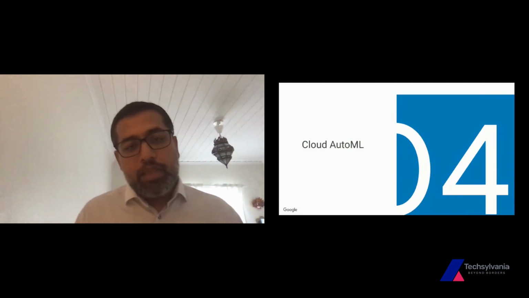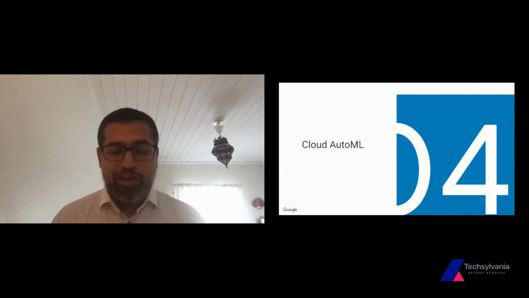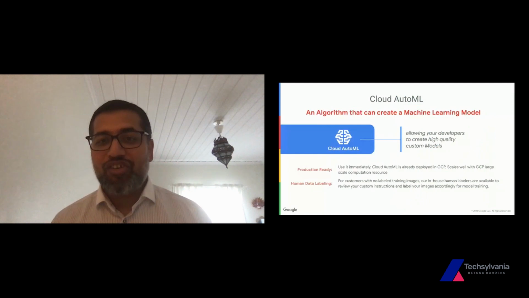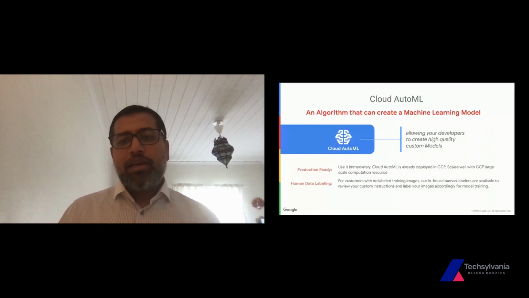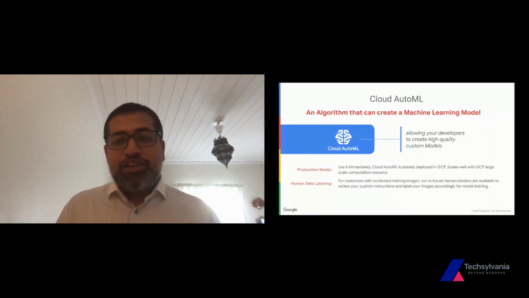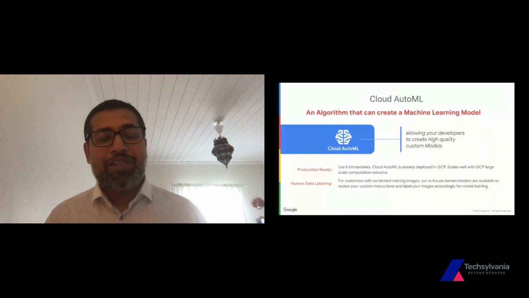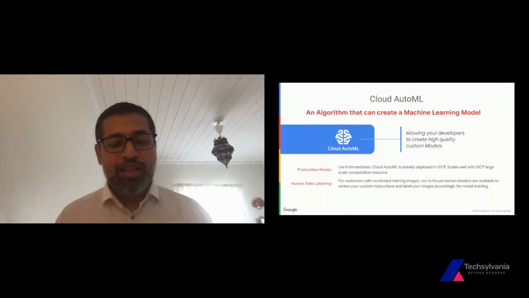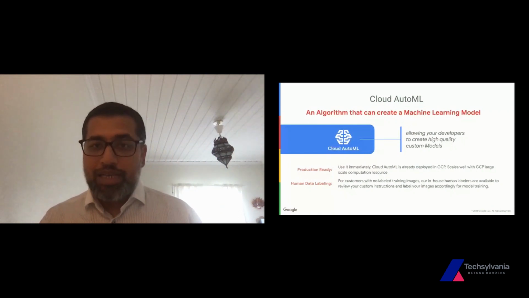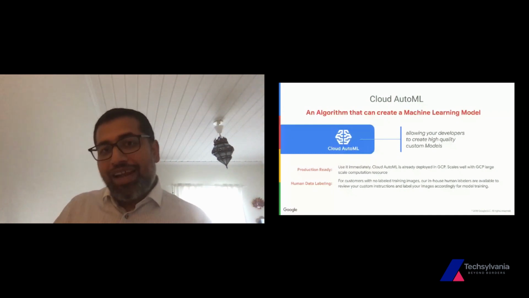Moving on, moving slightly up in stack, we have Cloud AutoML. Now, the idea of Cloud AutoML is that it's an algorithm which will generate the machine learning model for you, right? The reason I was talking about training service, hyperparameter tuning, selection of a machine learning model, etc., is that you're not concerned with any of those things in Cloud AutoML. Compared to machine learning APIs, you want the model to be custom based on your data. However, you let the service decide.